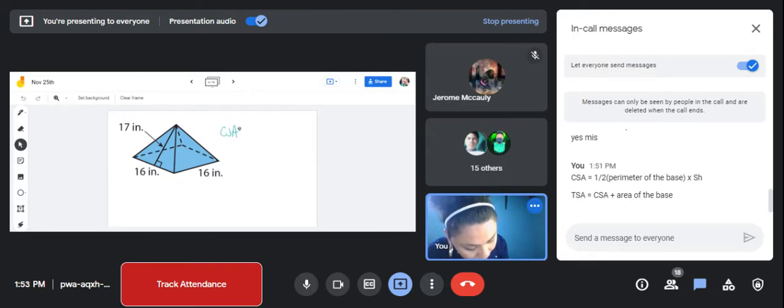Curved surface area is equal to half the perimeter times the slant height. Right? So curved surface area is equal to half the perimeter of the base. Now, how do I find the perimeter of a square?